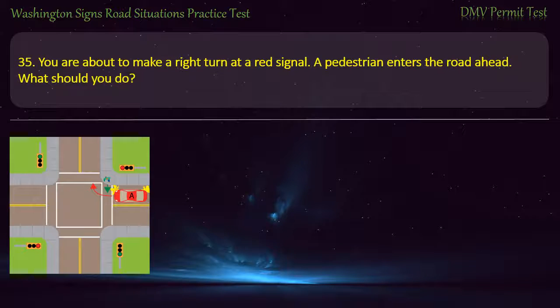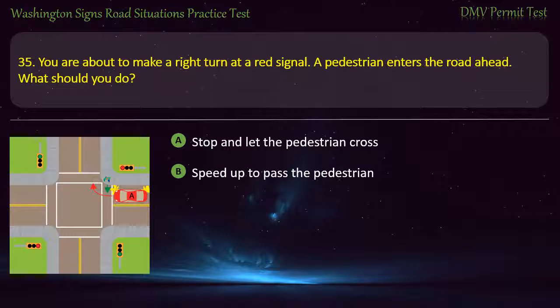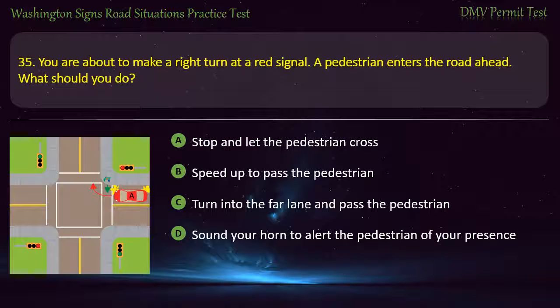Question 35. You are about to make a right turn at a red signal. A pedestrian enters the road ahead. What should you do? Stop and let the pedestrian cross. Speed up to pass the pedestrian. Turn into the far lane and pass the pedestrian. Sound your horn to alert the pedestrian of your presence. Answer. Stop and let the pedestrian cross.